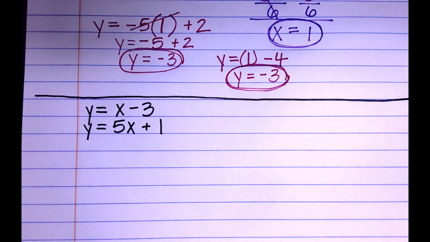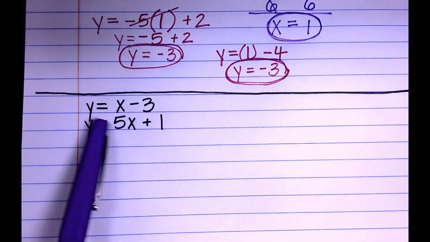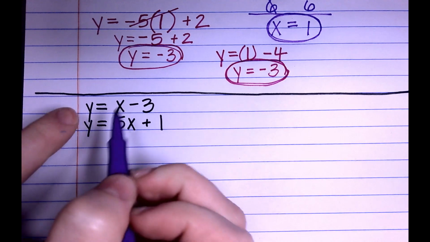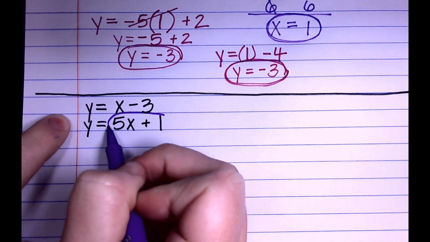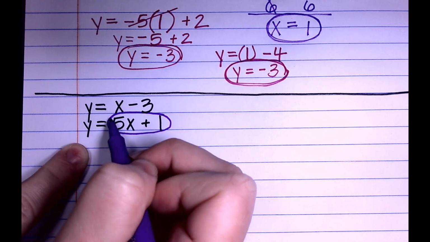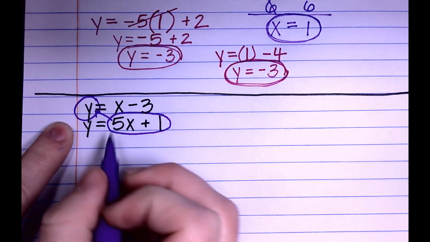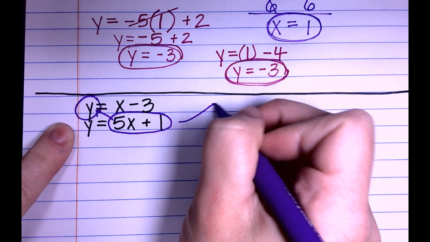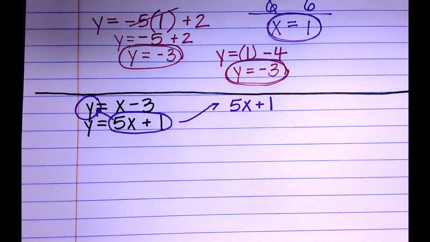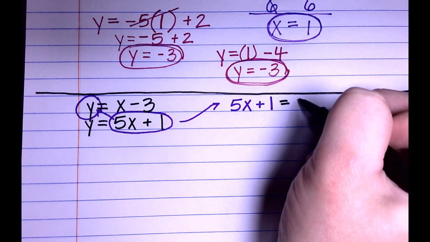So again, the first thing we want to do when using substitution is come up with an equation where we only have x values. So to do that, I like to take the y value, y equals 5x plus 1, and replace it with the y in my first equation. So when I rewrite this, it'll look like this. 5x plus 1 instead of y equals, and I just copy down the rest, x minus 3.